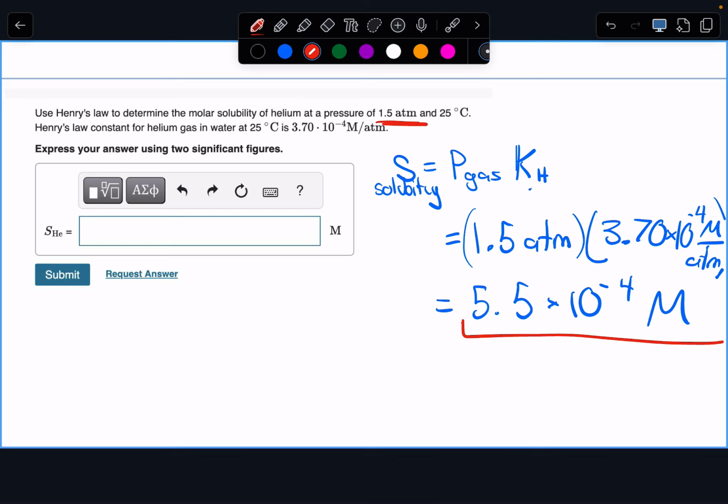And what that's telling you is the molarity of, in this case, helium that can be dissolved into water if you put a pressure above it of 1.5. So molarity, moles per liter. It's no different than dissolving a salt in water. It's just that you're pushing that gas in by applying a pressure above the liquid.